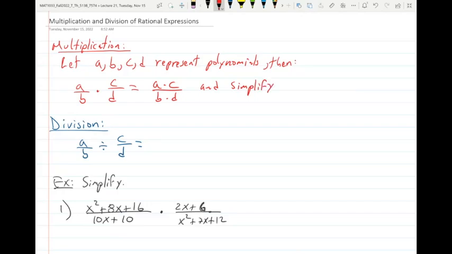Okay, because when you do this, you're going to obtain one fraction, one rational expression. Now you simplify it, as we have been doing before. And division is exactly the same idea. It's just that we need to do an extra step at the beginning.